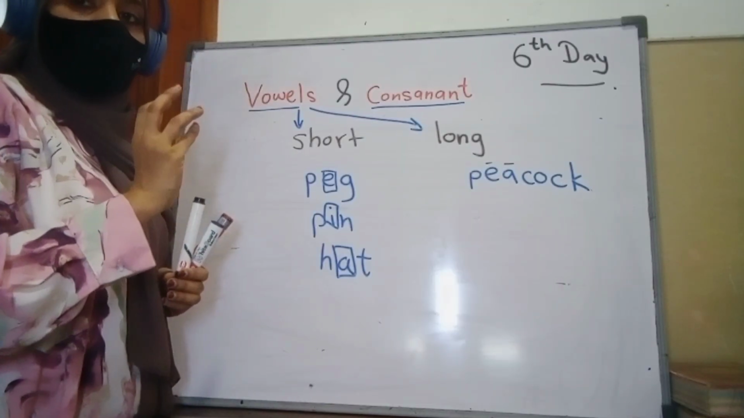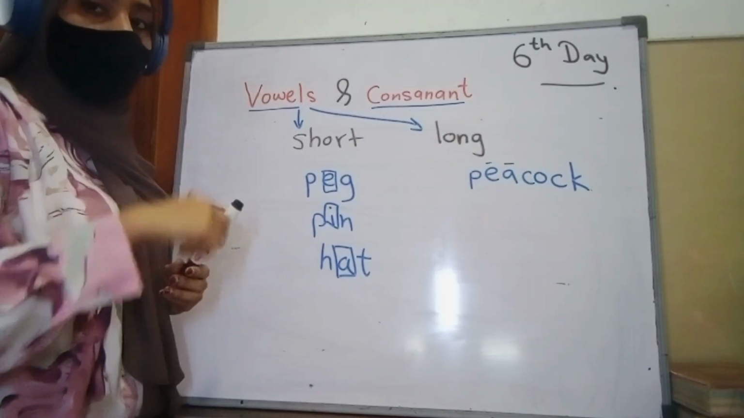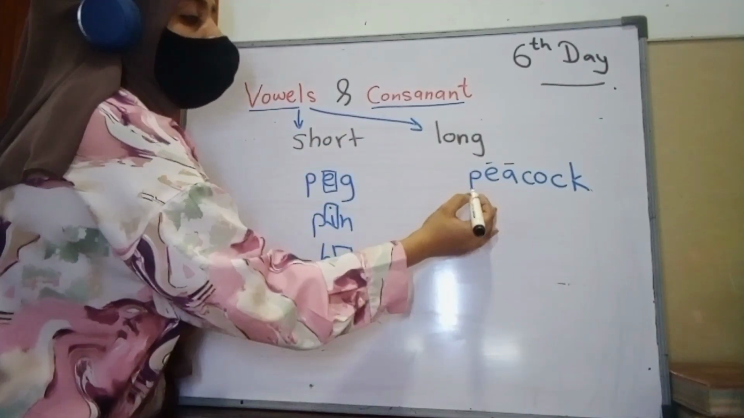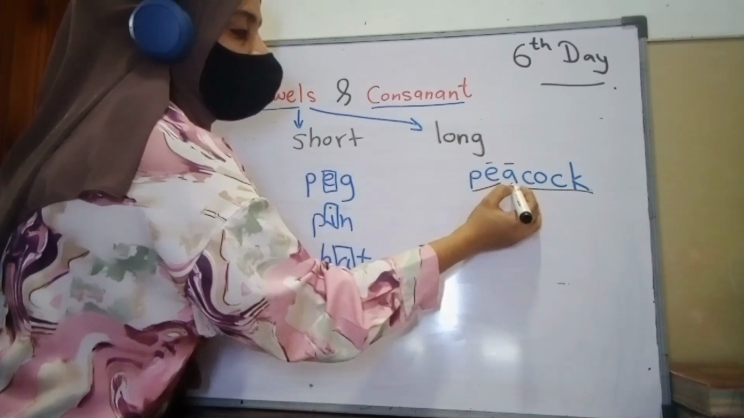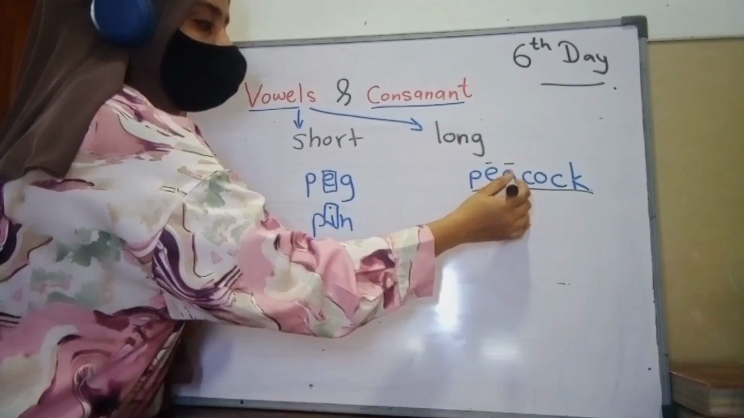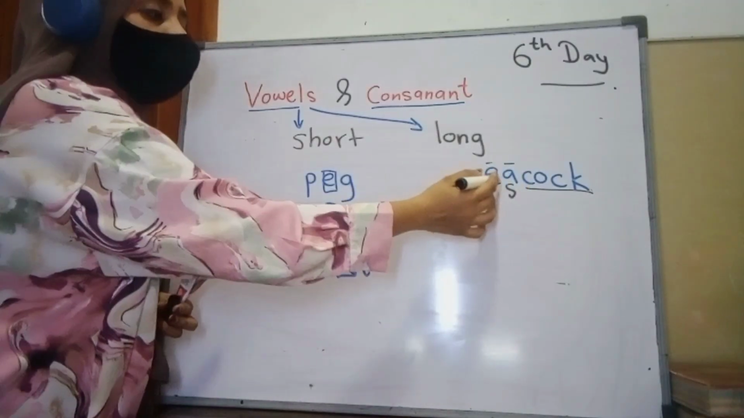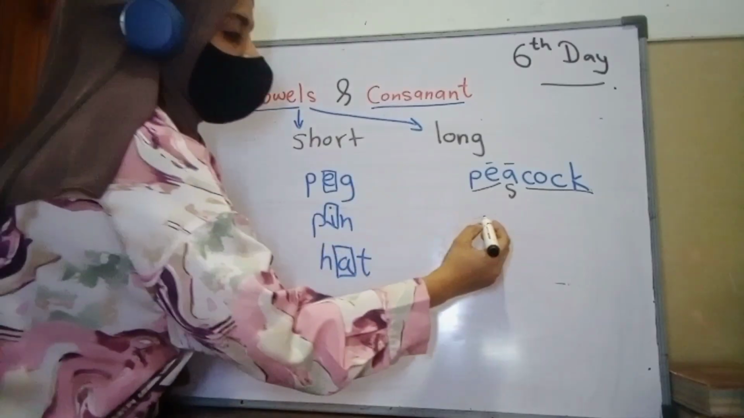Only the first vowel has to be pronounced. The second vowel has to be silent. Look at peacock. This will be the silent letter, right? Peacock. Here's another word we can see.